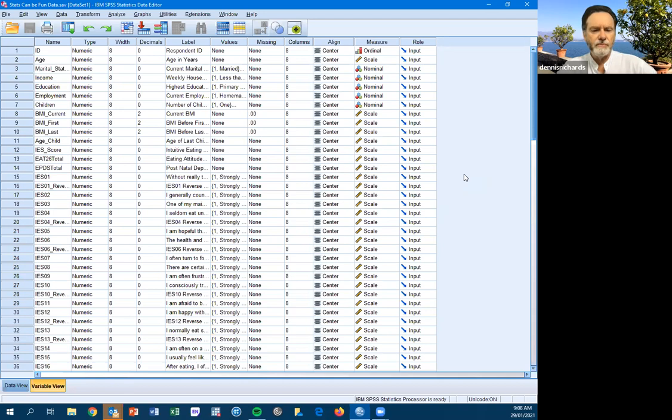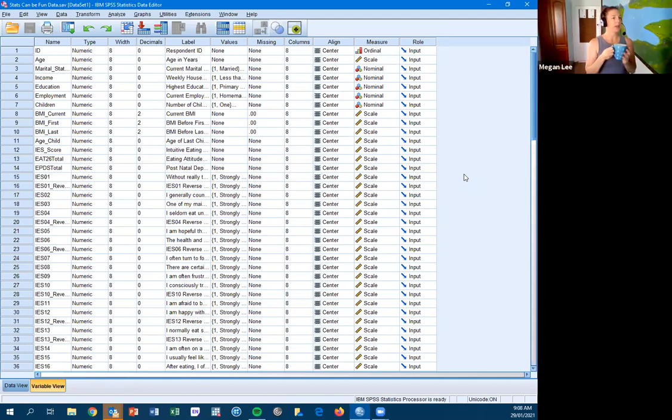So here we've got our variable view, and in our variable view we have our demographics like age, marital status, income, education, employment, how many children the women had, what their BMI was, which we didn't ask them that, we asked them their height and their weight. And we calculated BMI, but I showed you how to do that in the last couple of sessions, so we won't go back through that. We also asked them about their height and weight before their first child and their height and weight after their last child, or before their last child. We asked about the age of the children, and then we asked them 28 questions about intuitive eating.